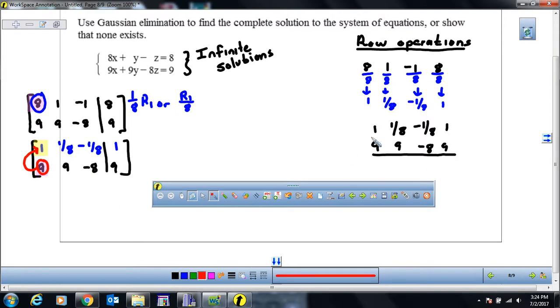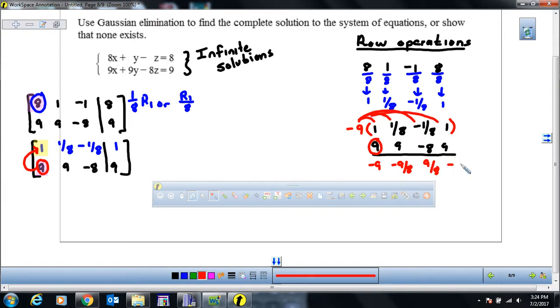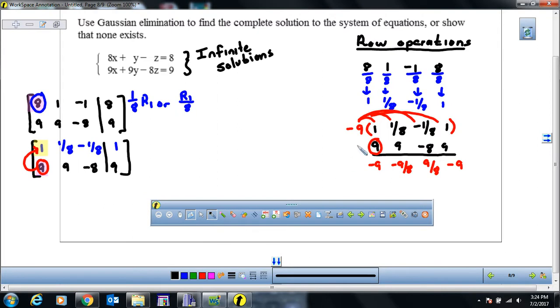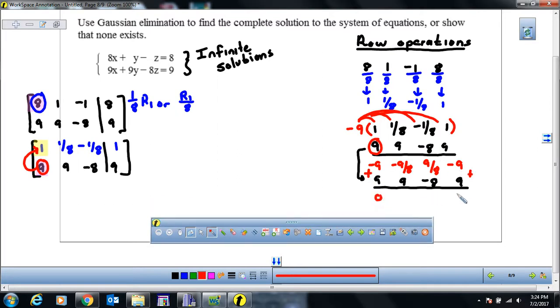But before we can add them, remember that I need to multiply the 1 by the opposite of 9, which is -9. So -9 times 1 gives me -9. -9 times 1/8 is -9/8. Then -9 times -1/8 is positive 9/8. And -9 times 1 is -9. Then we need to add it to this equation, which is 9, 9, -8, and 9. So when we add them, we're going to get a 0. And the last one is also a 0.